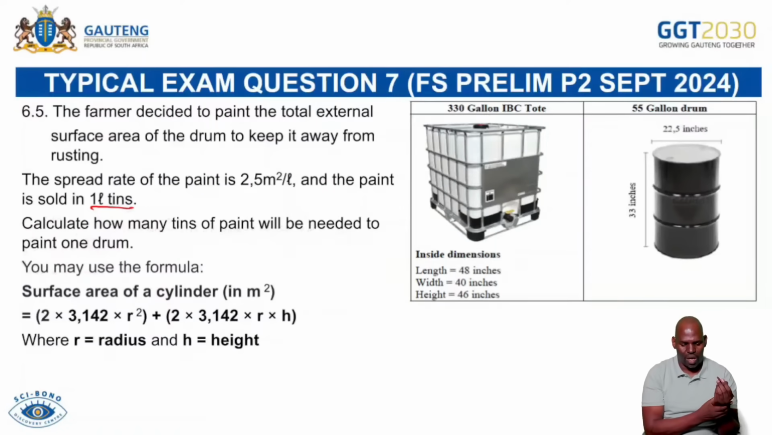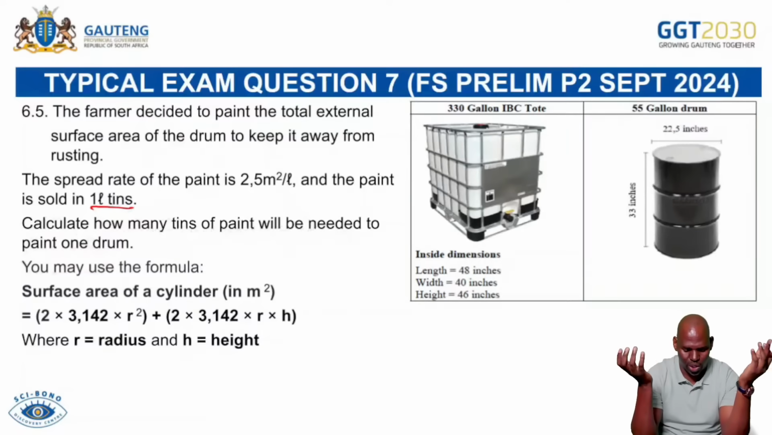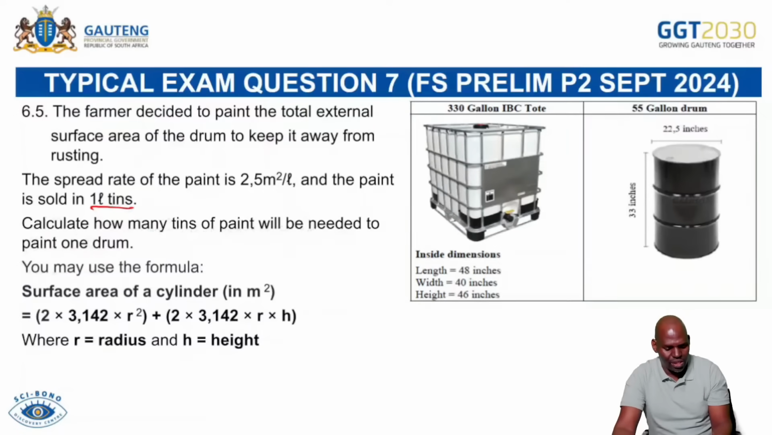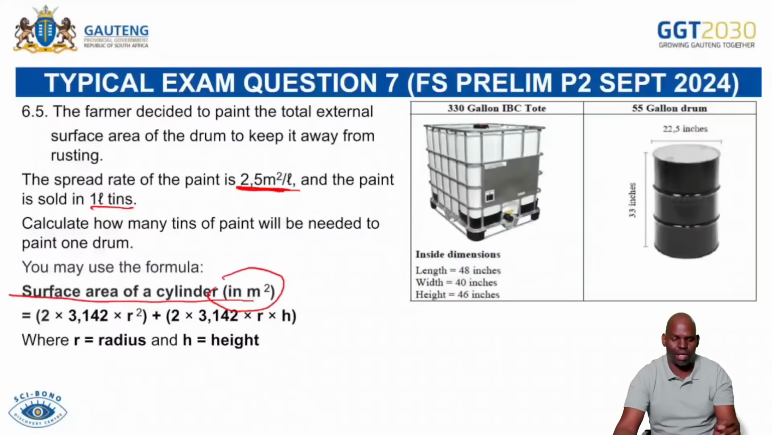Okay, now how are we going to approach this one? We need to check. They say the spread rate of the paint is 2.5 meters squared, and now we have to calculate the surface area. And here, at least the examiner was very merciful to indicate the surface area in meter squared. In meter squared, it means everything that we substitute there must be in meters.